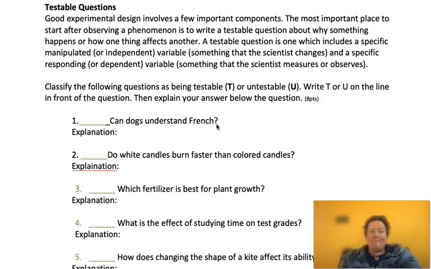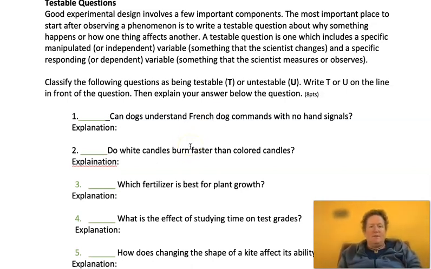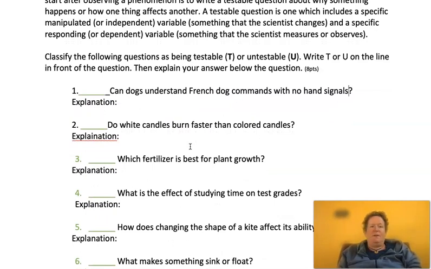The explanation to make it a testable question is, can dogs understand French dog commands with no hand signals? We'd have to have a way to measure the dog's understanding, and then we'd have to have very specific commands that they were using. The way that question is written, it's not testable. It's not a very good scientific question to begin with because it's not very specific.